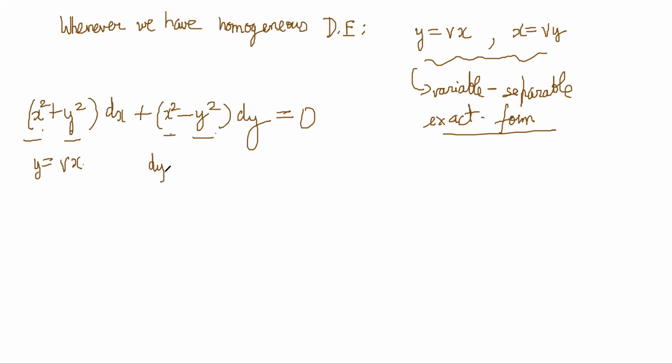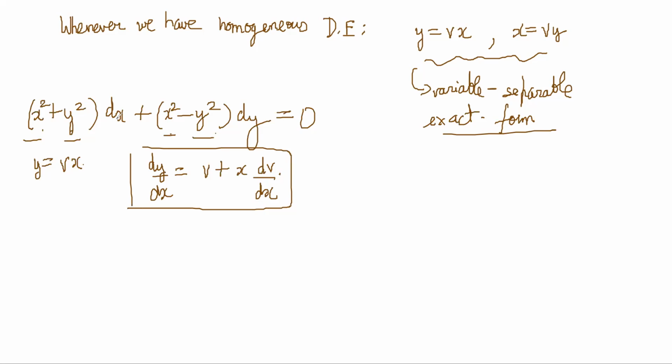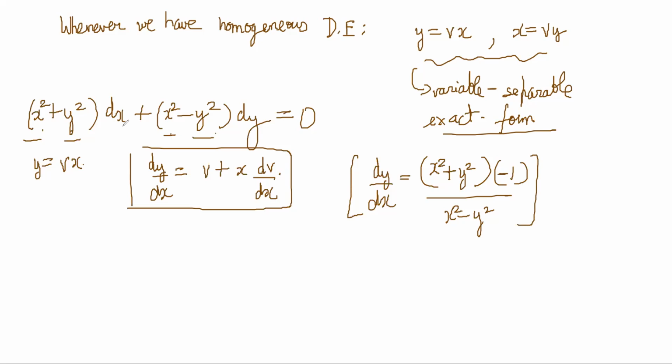Yeah. So then we know that dy by dx is equal to v plus x dv by dx, right? Yes, correct. And we can write dy by dx here as, bring it to that side and divide by x square. So it will be x square plus y square into minus 1 by x square minus y square, right? Yeah, correct. This is my equation from the expression.